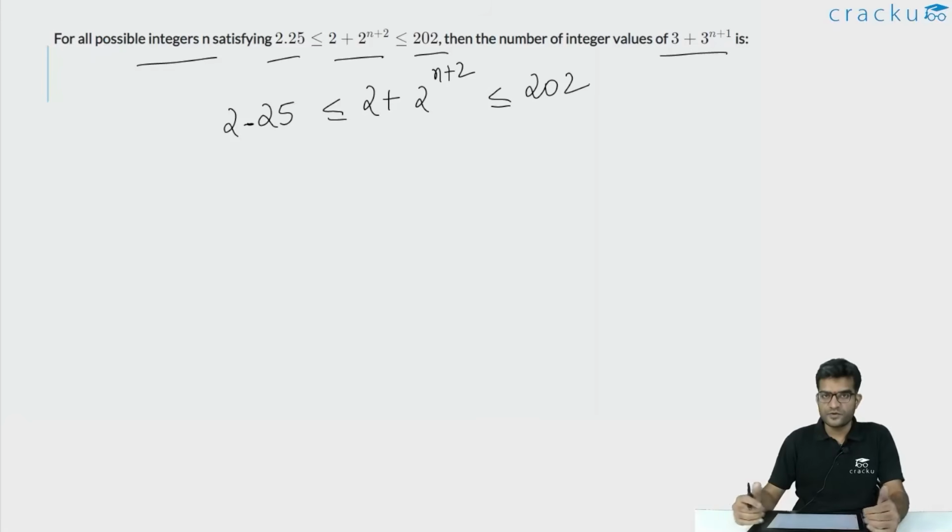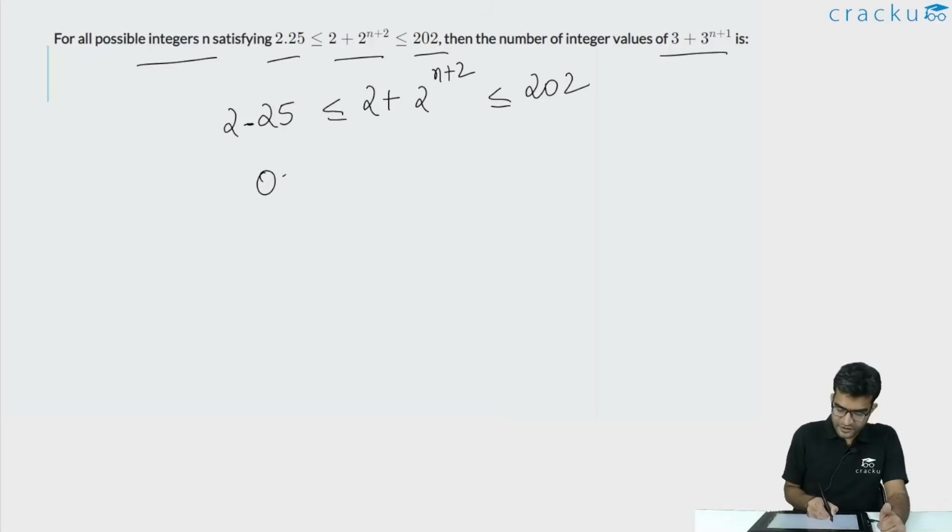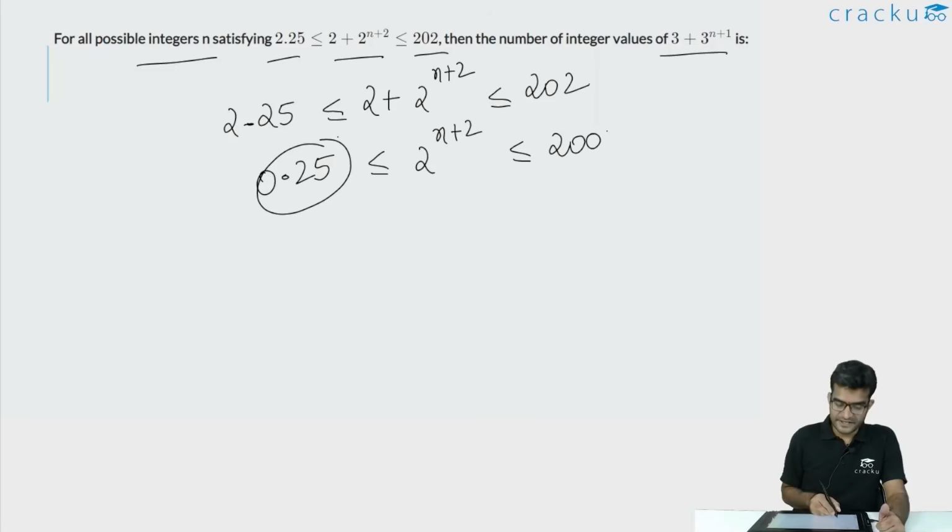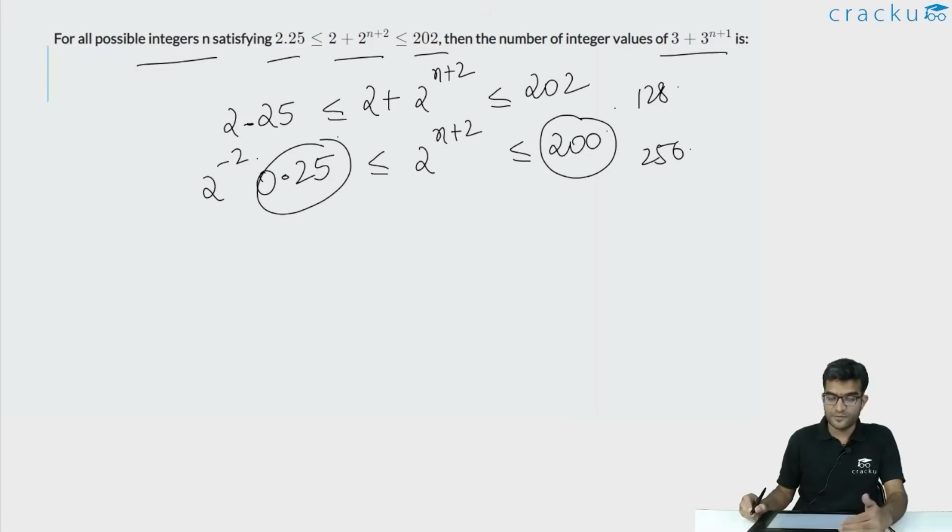If you subtract 2 from all the parts of the inequality, we get that 0.25 is less than or equal to 2 to the power n plus 2, which is less than or equal to 200. 0.25 is 1 by 4, that is 2 to the power minus 2. And 200 lies between 128 and 256, which are both powers of 2. That is, this is 2 to the power 7 and this is 2 to the power 8.